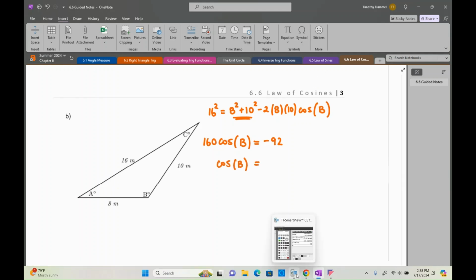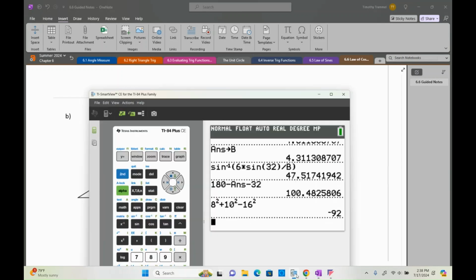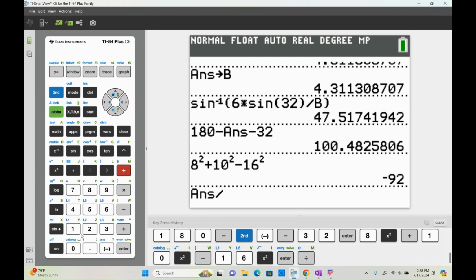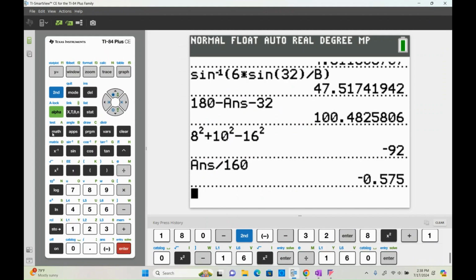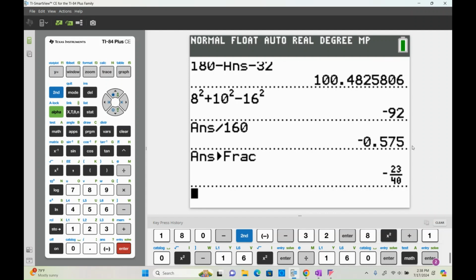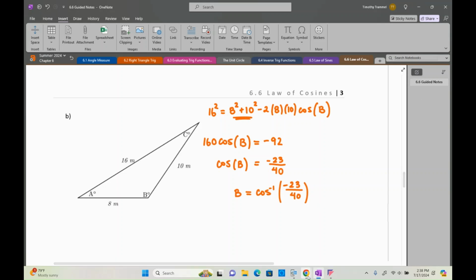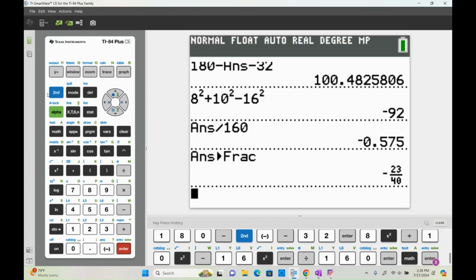And let's see if that simplifies to anything nice. Okay. So again, minus 92 divided by 160. And just checking to see if that simplifies nicely here. It does, minus 23 over 40. And then lastly, we just need to take cosine inverse of each side and we will have B. There we go. So let's type that in, cosine inverse of minus 23 over 40.